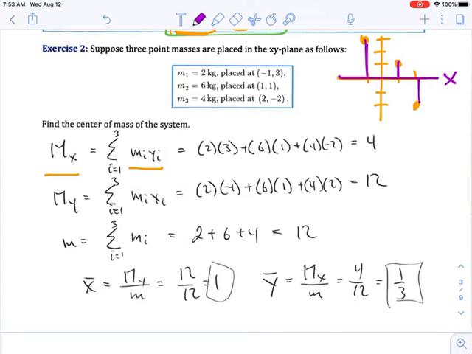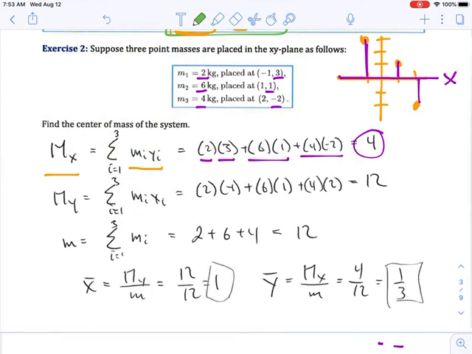So we take the mass, which is 2, times the y value, 3. 6 times 1, which is the mass times the y value. 4 times -2, which is mass 3 times its y value. And we get 4.